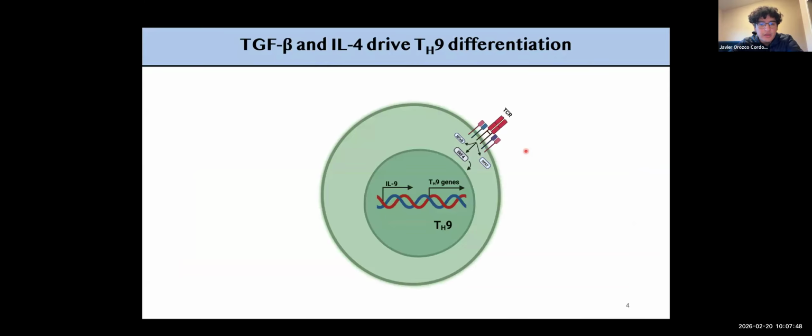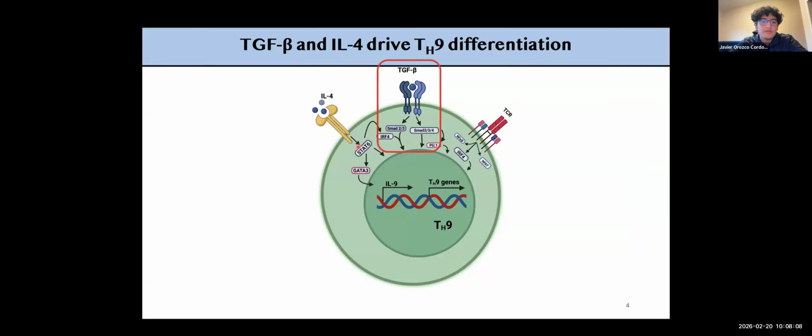To differentiate these Th9 lymphocytes, as with every other T cell, we need TCR and co-stimulation, but we also need the presence of two key cytokines, TGF-beta and IL-4. If we only have TGF-beta, we will have Tregs, and if we only have IL-4, we will develop Th2 lymphocytes. When we have both cytokines, we will eventually differentiate Th9 lymphocytes.